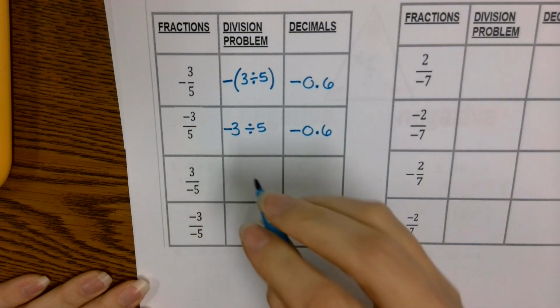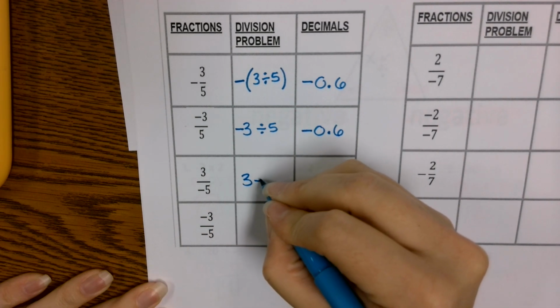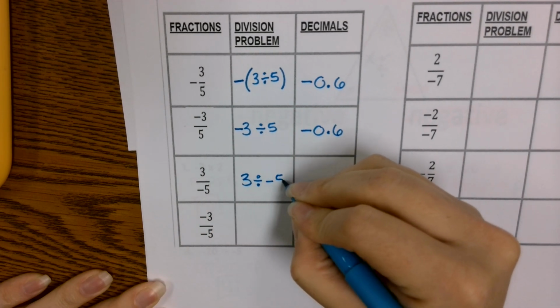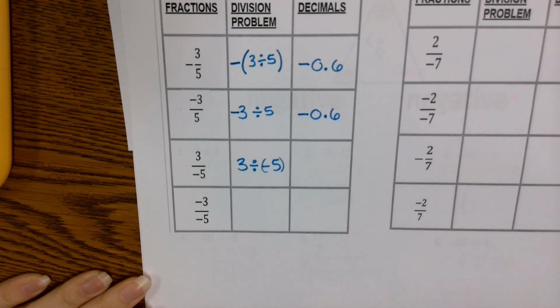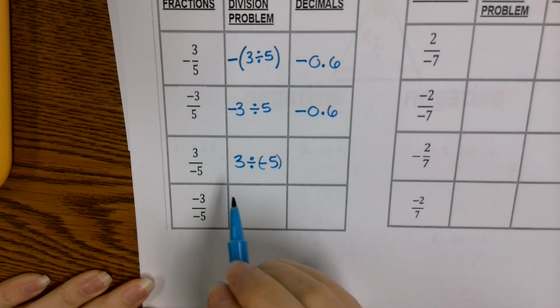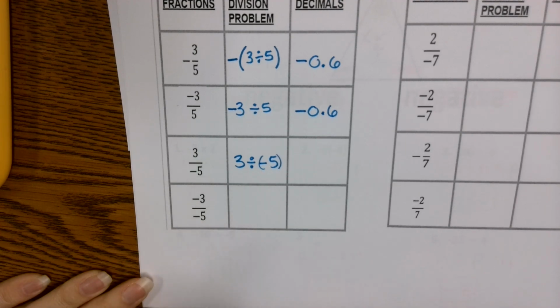All right, let's do the next one. Here we have a positive 3, and it's being divided by a negative 5. Positive 3 being divided by a negative 5. What do you think that's going to equal? If you do a positive 3 divided by a negative 5, what do you think that comes out to? Negative 0.6.